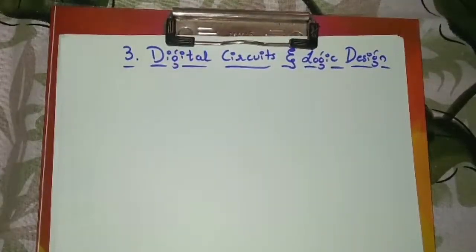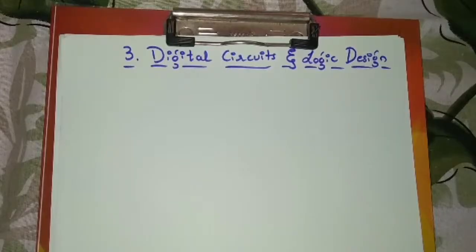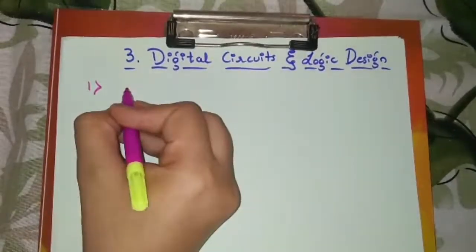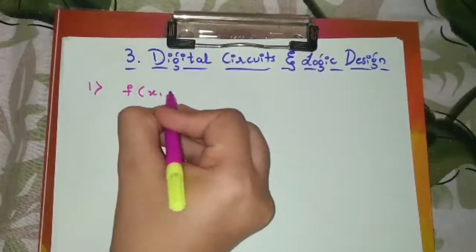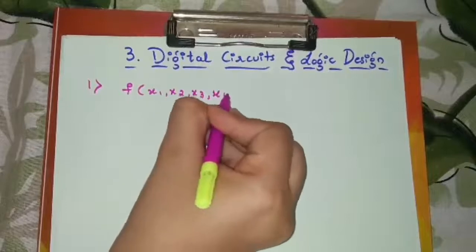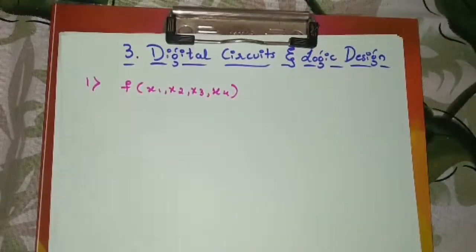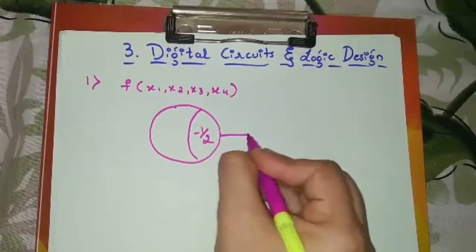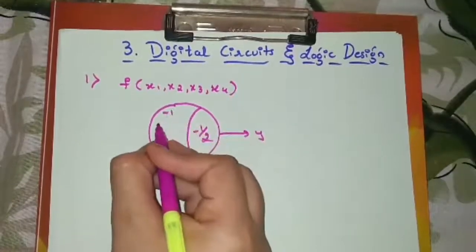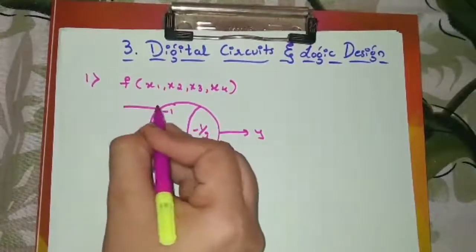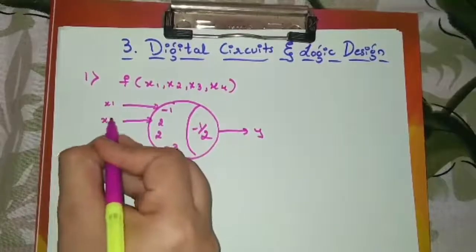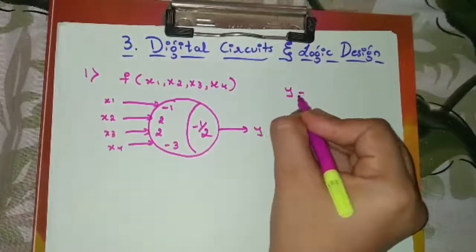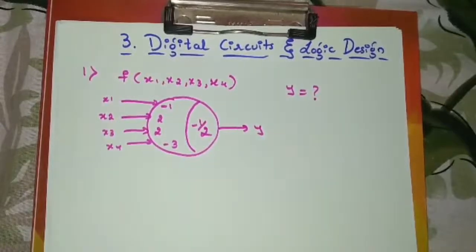So in this video session, we will discuss two problems. First one, there is a function f which consists of 4 inputs x1, x2, x3, x4, and the threshold network is as shown below. -1/2 is the threshold element value. -1, 2, 2, -3 are the 4 weights. It has 4 inputs, and we need to find out output y is equal to question mark.